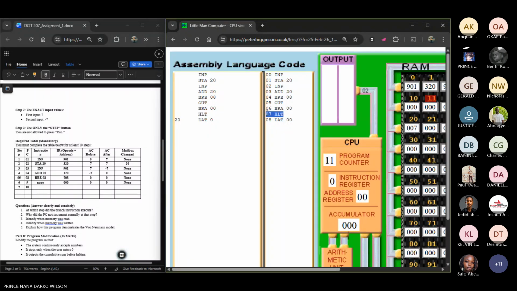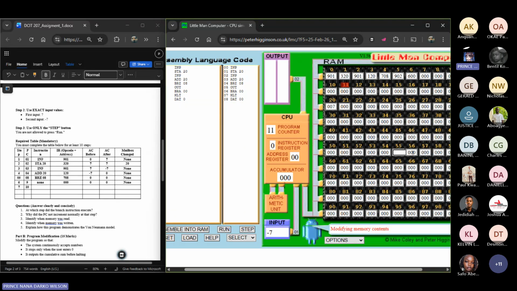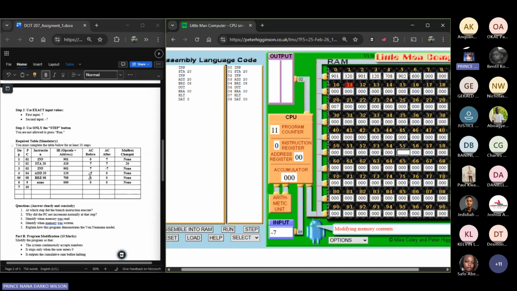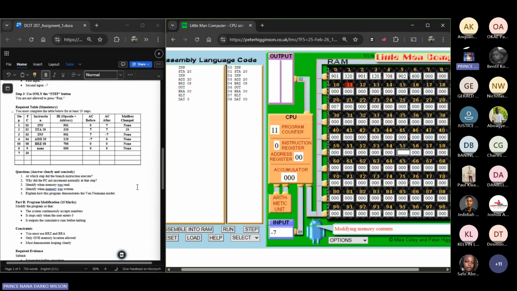All right, let's proceed. So you keep stepping and stepping. You will keep repeating this line. You increment your step number and then your program counter number. The instructions will still stay none because no instruction is being executed at this step. The address and opcode will be 0, accumulator before 0, accumulator after 0. And the mailbox that changed in this instance will still be none. So after you have completed the table, there are some questions that you are supposed to answer. So let's write down the answers to these, and then we will rephrase them in proper ways and use them in our assignment.